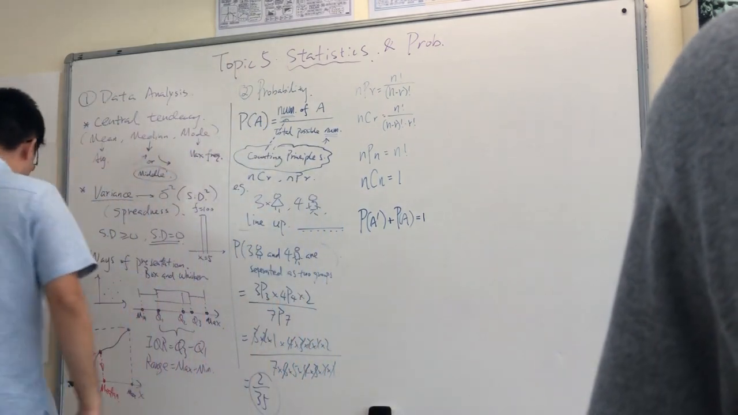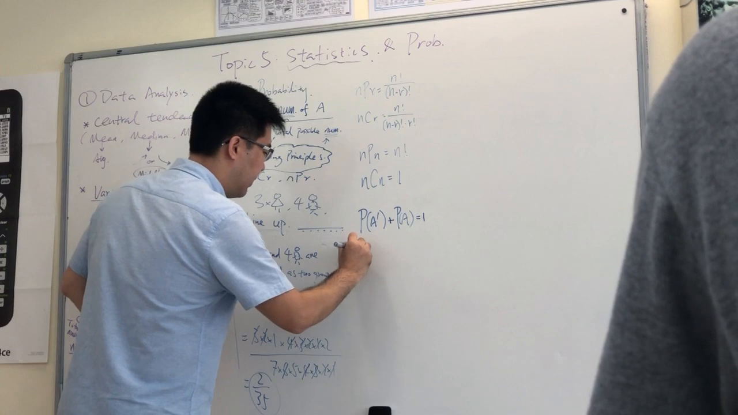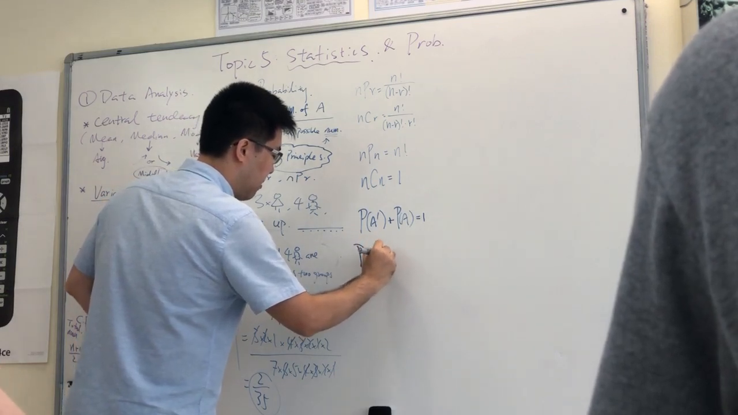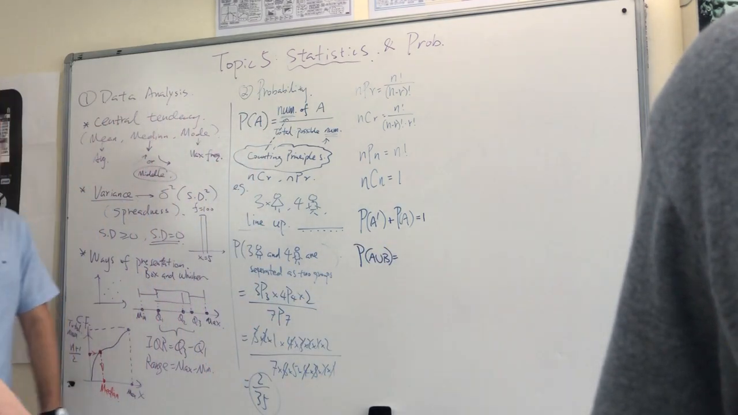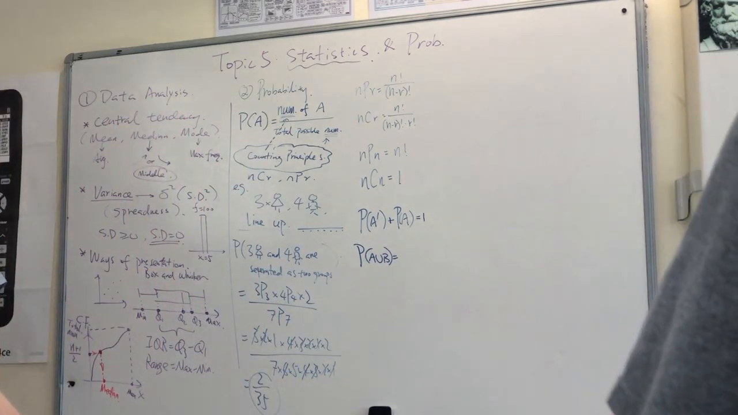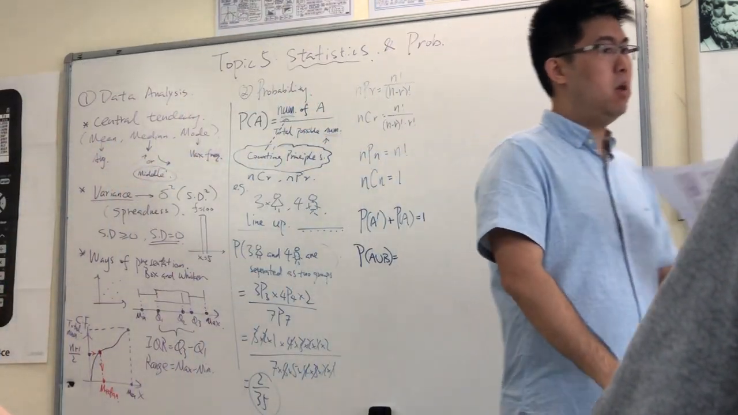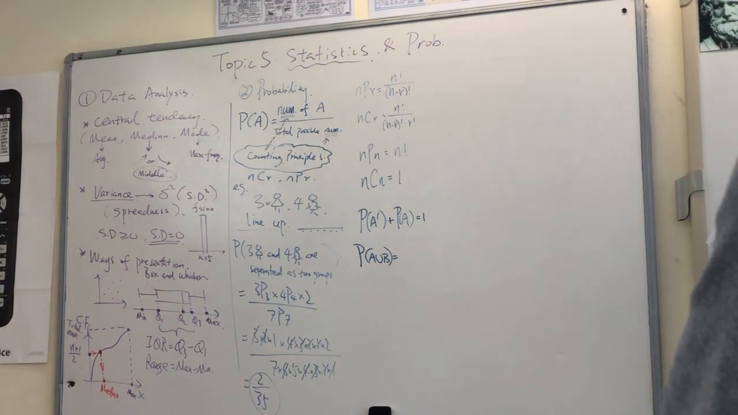Okay. And then we also have compound events. Compound events, let's say A union with B. What's the probability between all of these compound events? A union with B. We do have a formula on the booklet, but can you think about it?